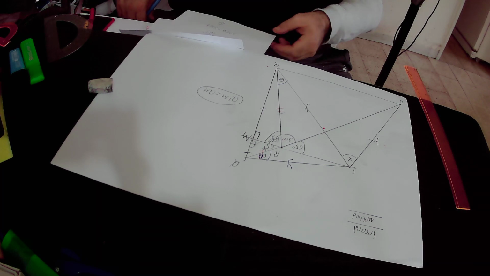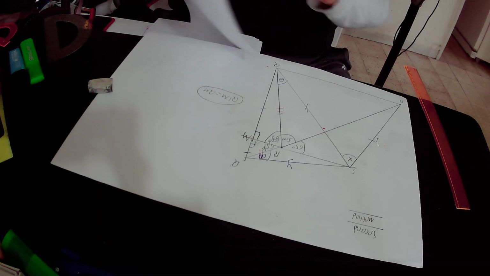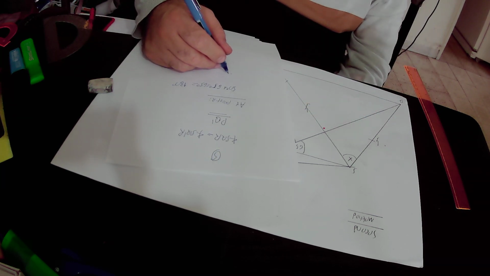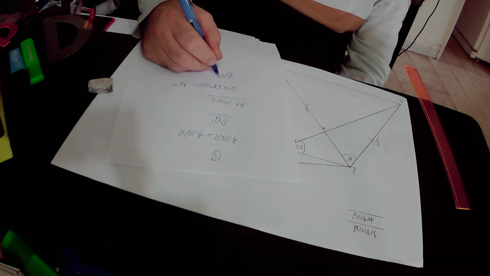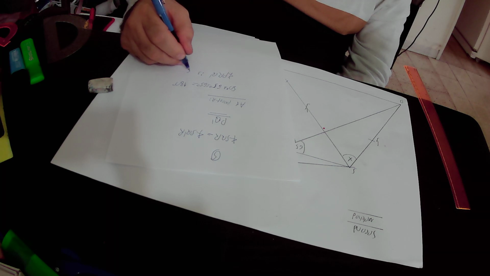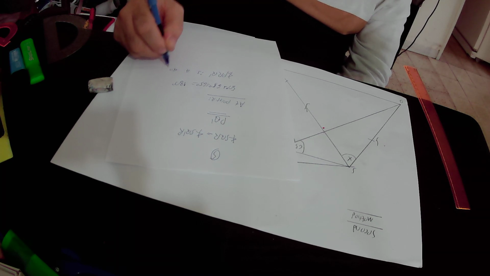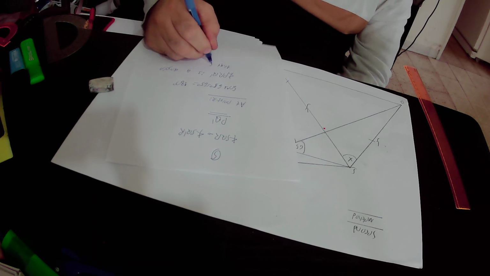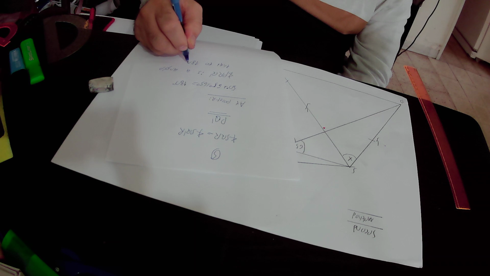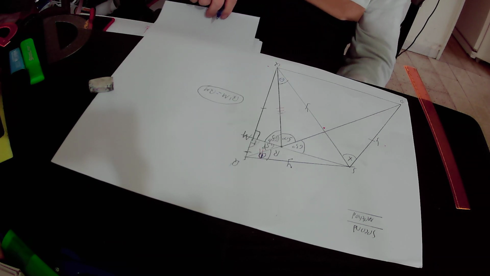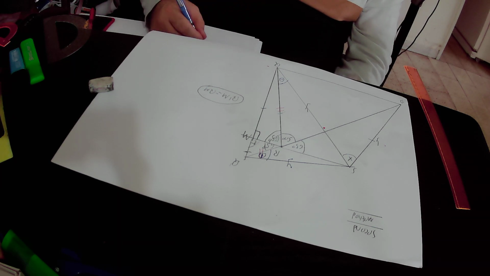Therefore, we actually proved that angle PRQ dash is an angle that equals 180 degrees. That is to say, PRQ dash is a straight line.